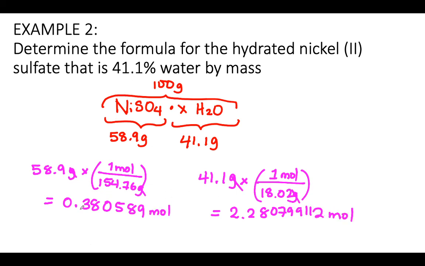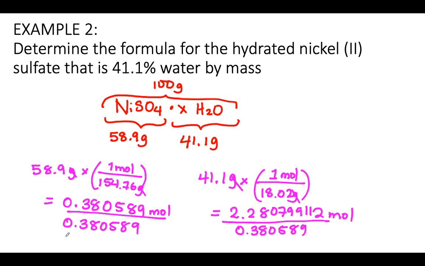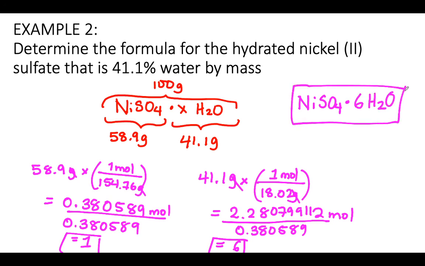Again, do the same thing. In order to find the ratio between the anhydrous portion to the water portion, I have to divide by the lowest of the two terms, which is 0.380589. Do the same thing on this side. Because this is the same number, I get 1. When I divide these two values, I get 6. So the ratio between the nickel sulfate to the water is 1 to 6. And because I know that, the formula is NiSO4 dot 6H2O. And that's how I figured out the formula of this particular hydrate.